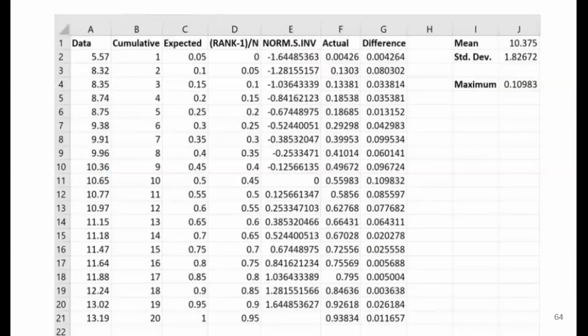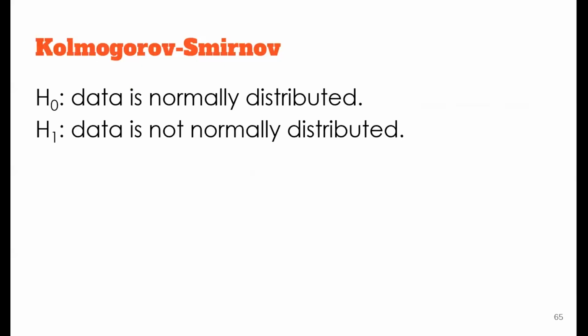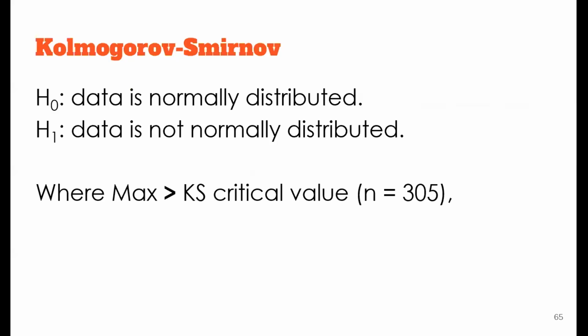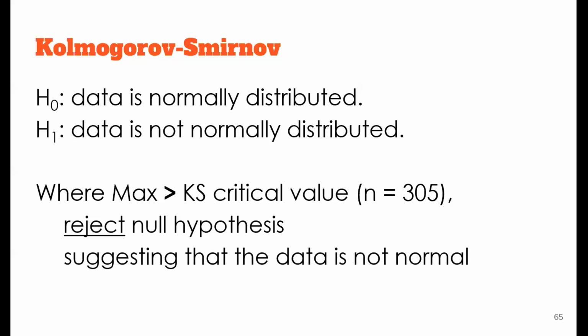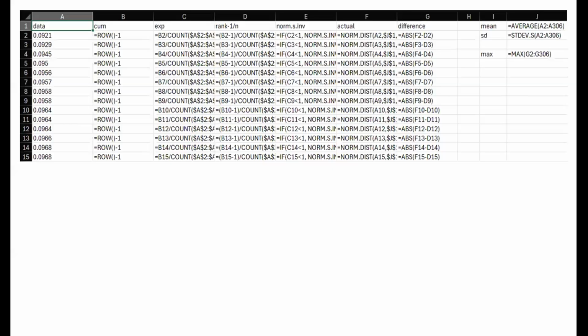From that sample data set, we can apply the formulas and what we've learned to our own data set. We have our null and alternate hypothesis, and where the calculated max value is greater than the KS critical value, we reject the null hypothesis. If it's the other way, we fail to reject. If we can reject the null hypothesis, we're basically saying the data is not normal. With this data set, I took those 305 QCs that we used in our first example of a 0.1 QC, and we sorted them from low to high here.